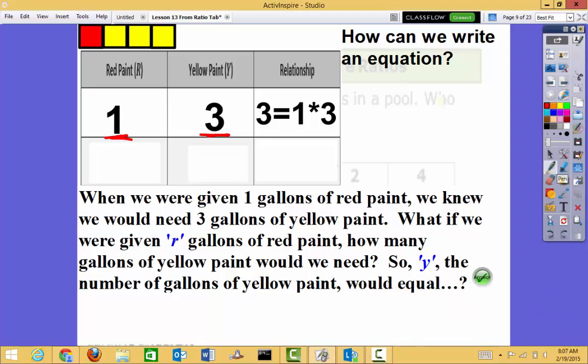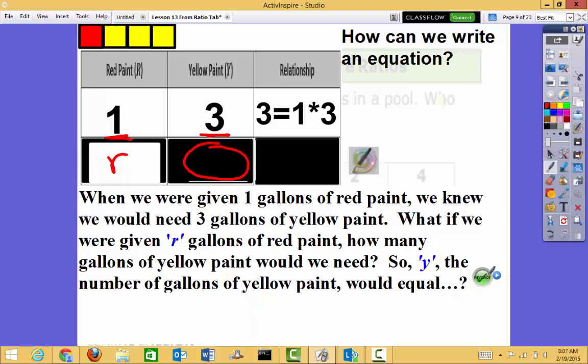So it's telling us we're given R gallons. Remember, from our equations unit, we don't know what R is. It could be 2 gallons, could be 13, it could be 27/9. How many gallons of yellow paint would we need? So they're telling us we need to figure out what goes in here. Well, let's look.